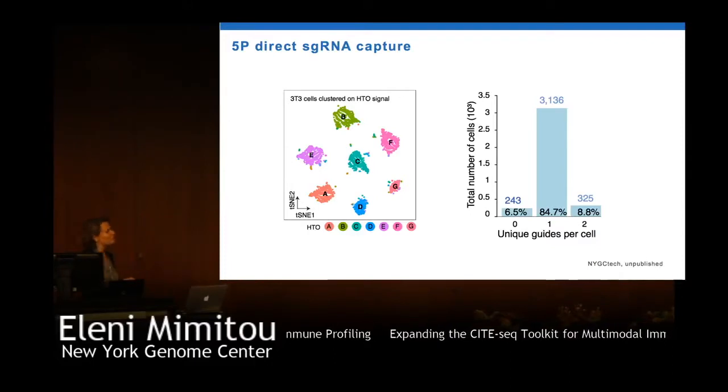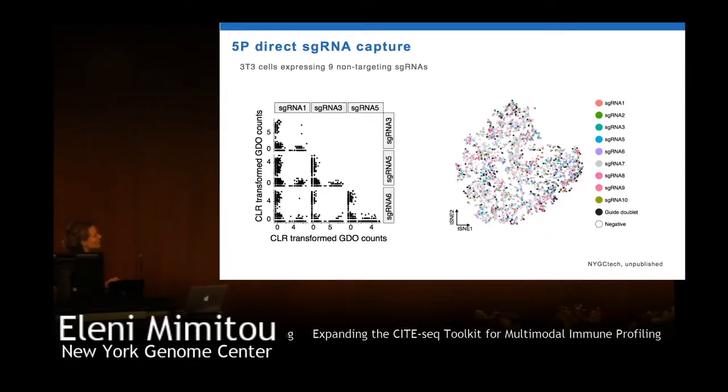Moreover, again focusing on singlet cells, we see a good anti-correlation between the GDO counts, suggesting that the single cell capture happened while the cells were in a single state. And when we look at representation, all of the guides were there, albeit with a different distribution. This is demultiplexing based on GDO counts, and then assigning each cell to a guide.